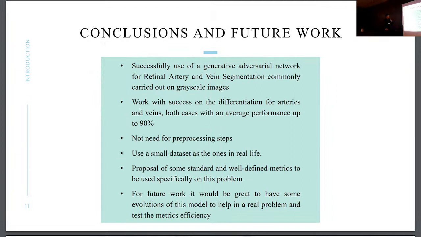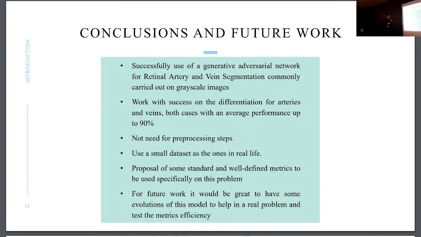So in conclusion, we successfully used this generative adversarial network to segment these retina vessels with a success of up to 90%, including arteries and veins. No pre-processing steps are needed, because most of the previous papers have pre-processing steps. This one is not required. We use a small data set that is pretty near what we find in real-life healthcare data sets.